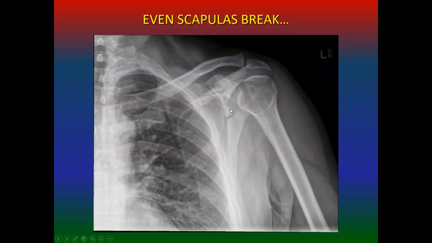So if you look at that, this is a snowboarding injury. If you see that fracture right in there, that's pretty traumatic. When scapulas break, you had a pretty gnarly fall right there.